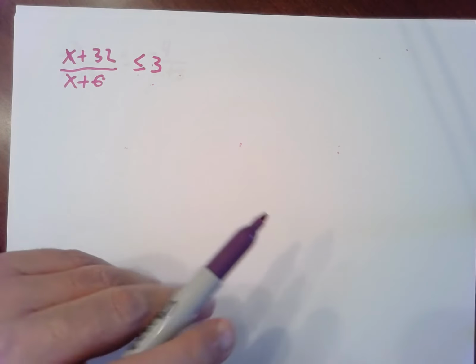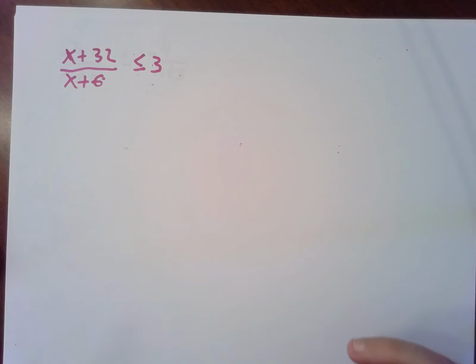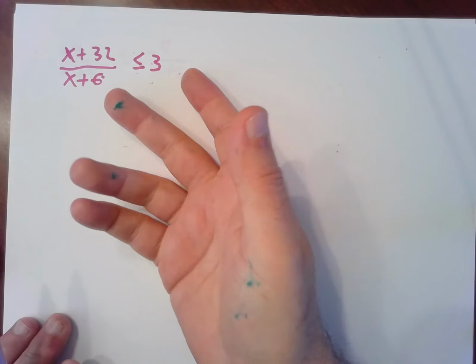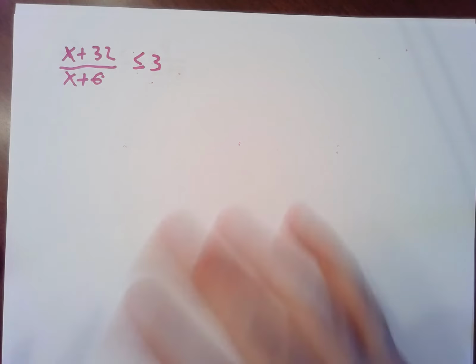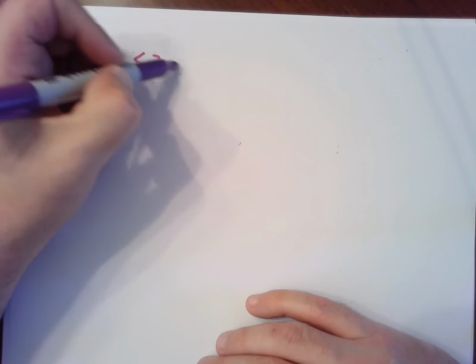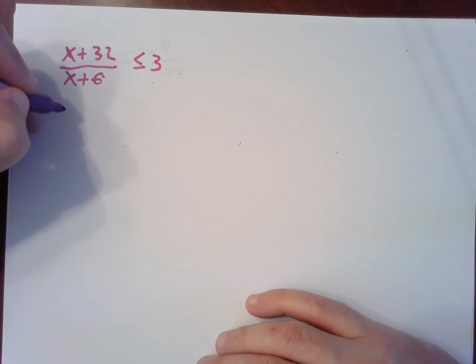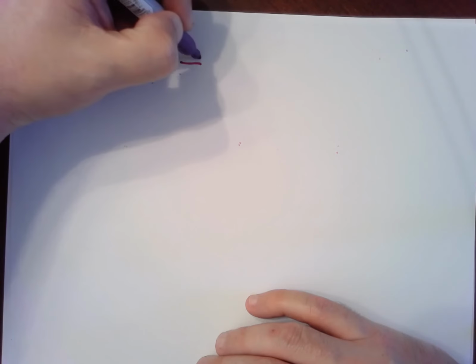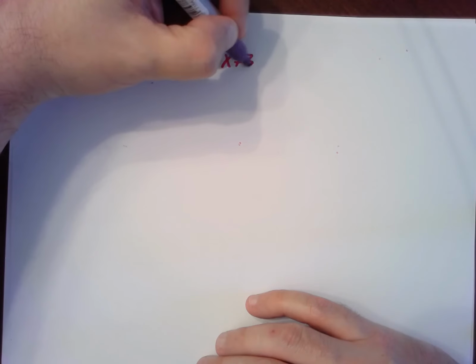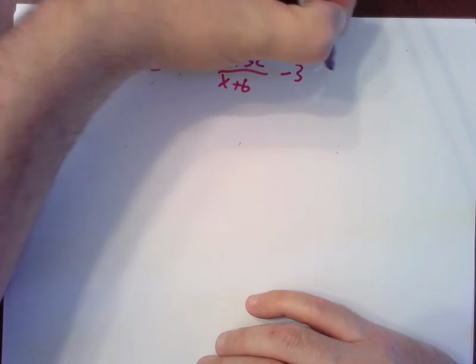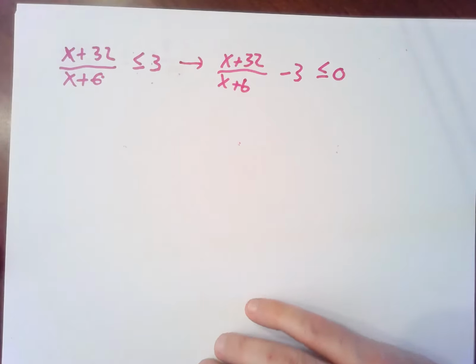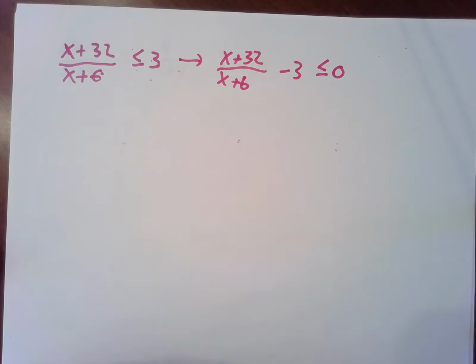So you would have to do this whole really long, complicated mess and say, well, if x is less than 6, then this flips over. And if x is greater than -6, it does. You don't want to do that. Trust me. You need this to be a 0. So I need to get everything on one side. That's your first step. Get everything on one side.